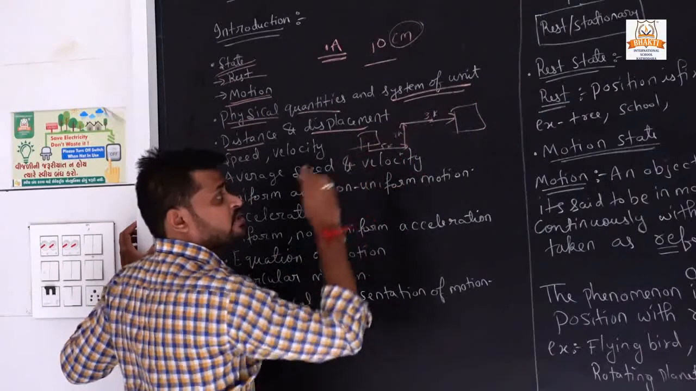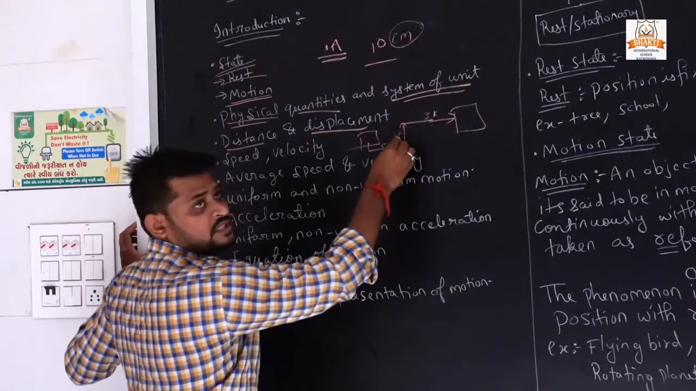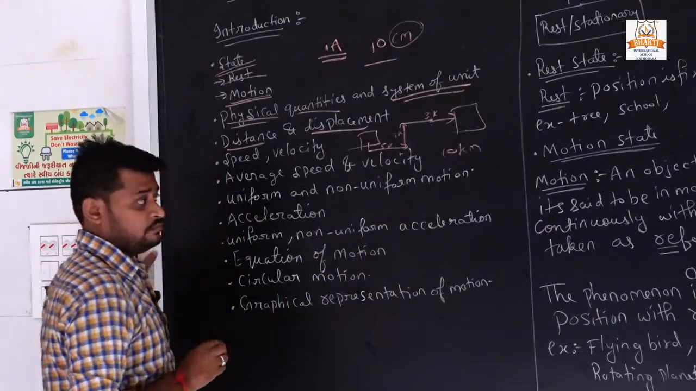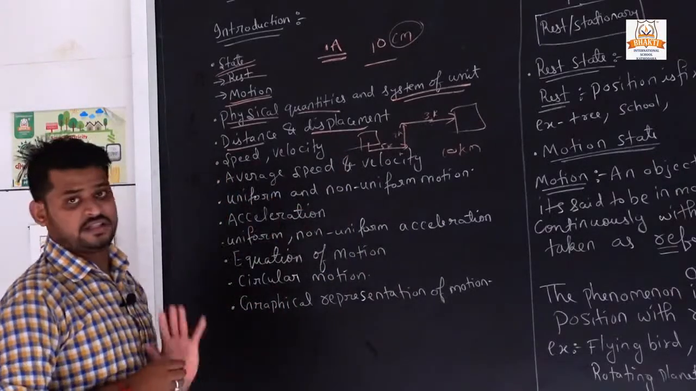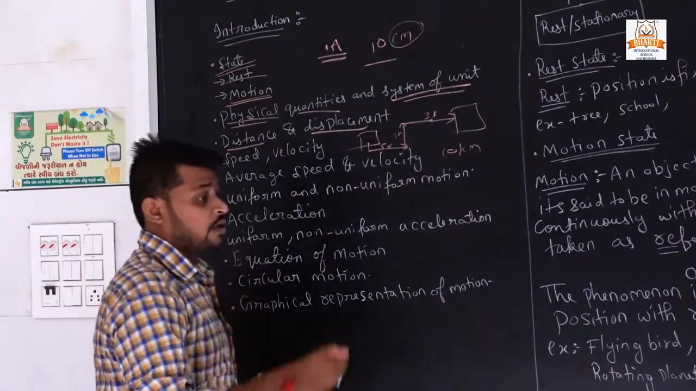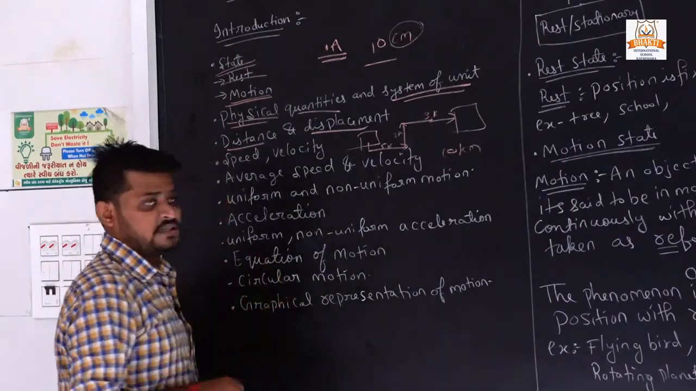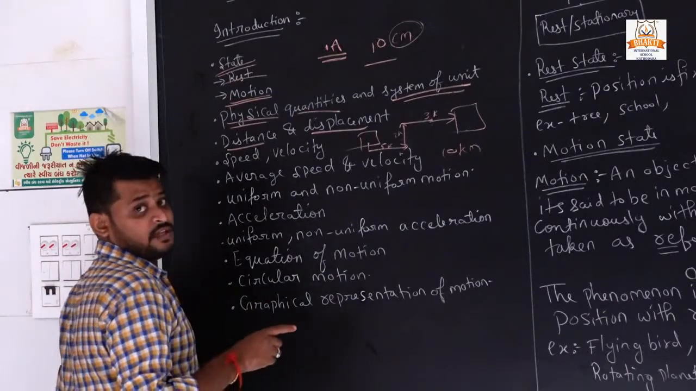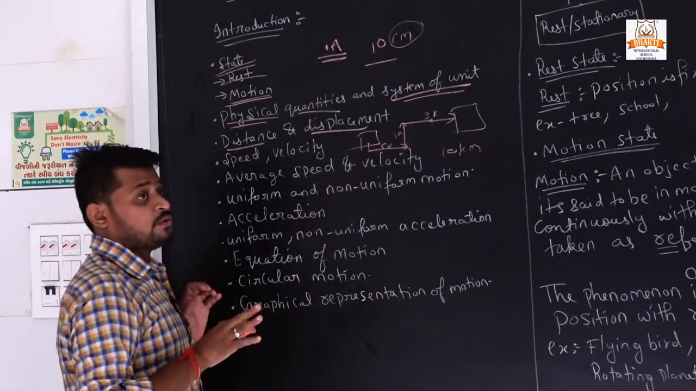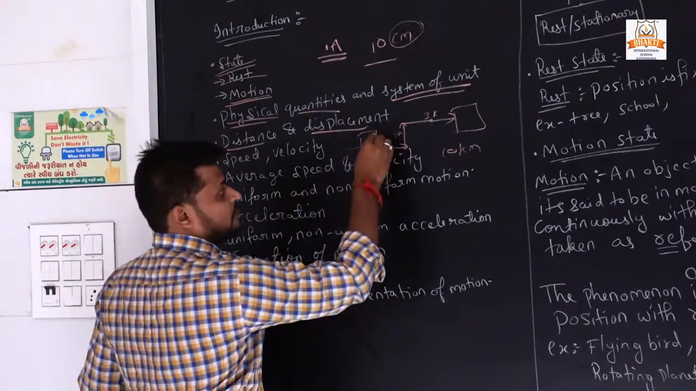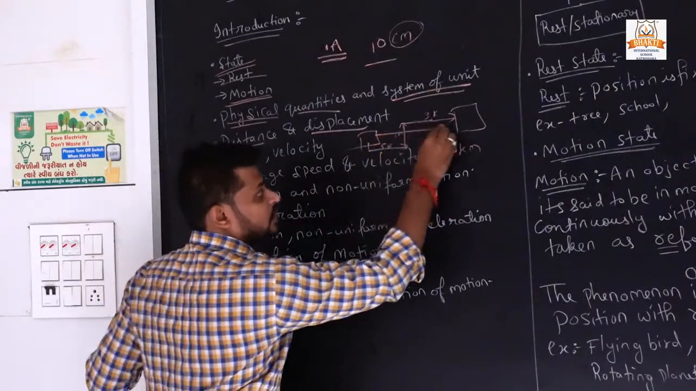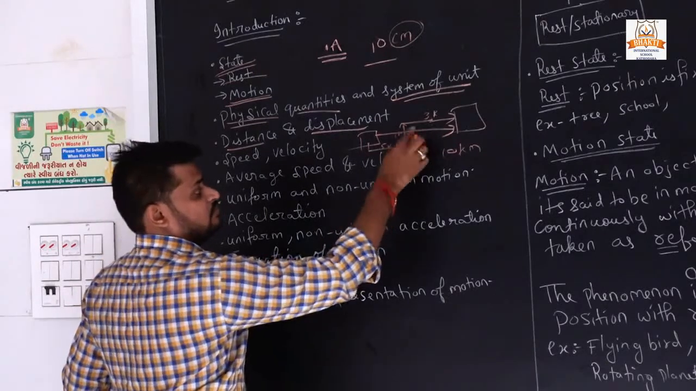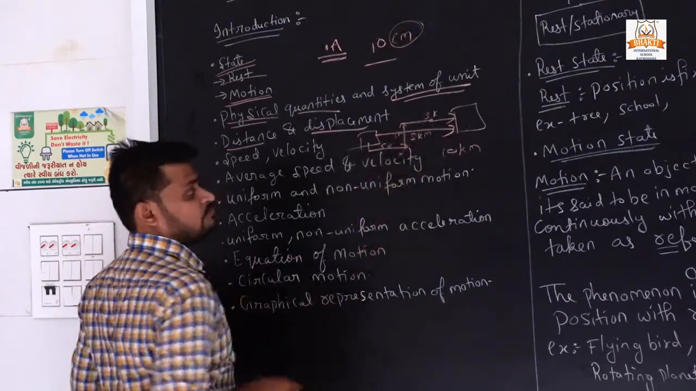So how much distance did you travel? 5 plus 2 is 7, plus 3 is 10 kilometers total distance you traveled, right? This is called distance, the total path you covered. Then what is displacement? The shortest path. If I go to school by the shortest, straight path, that is called displacement, which, as I told you, is only 5 kilometers.